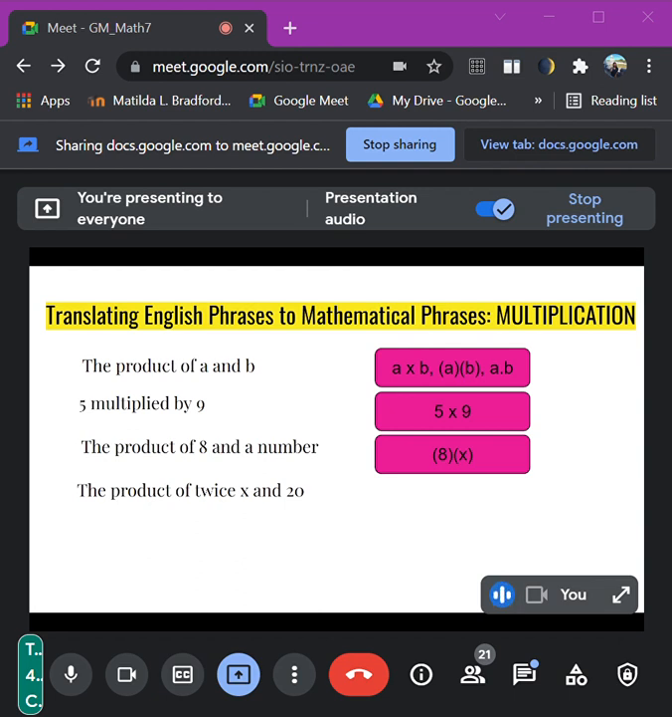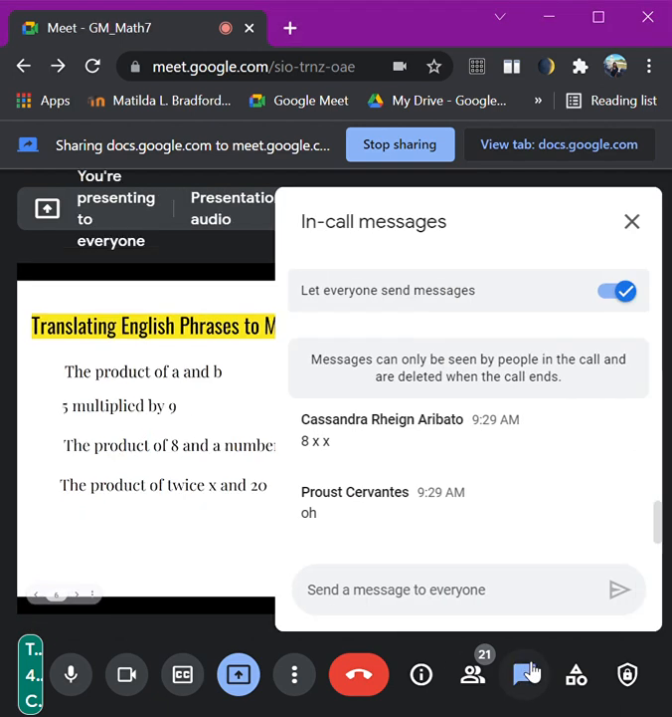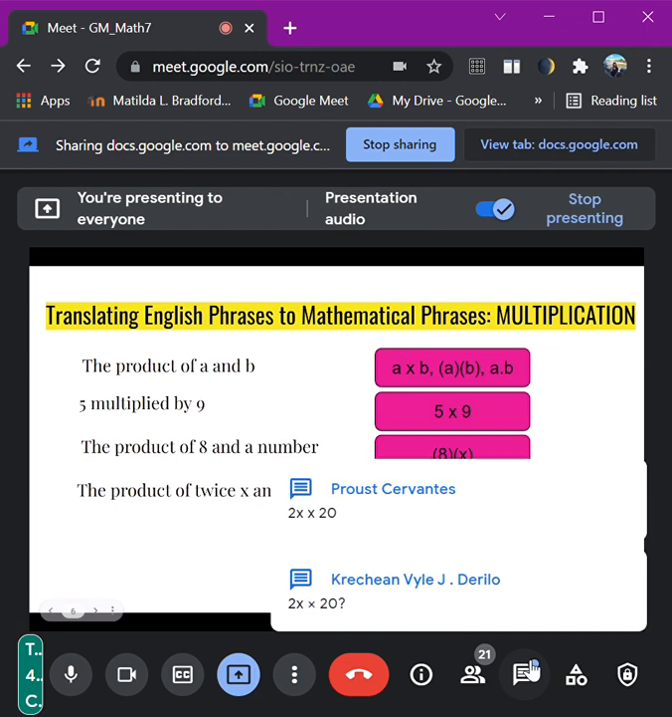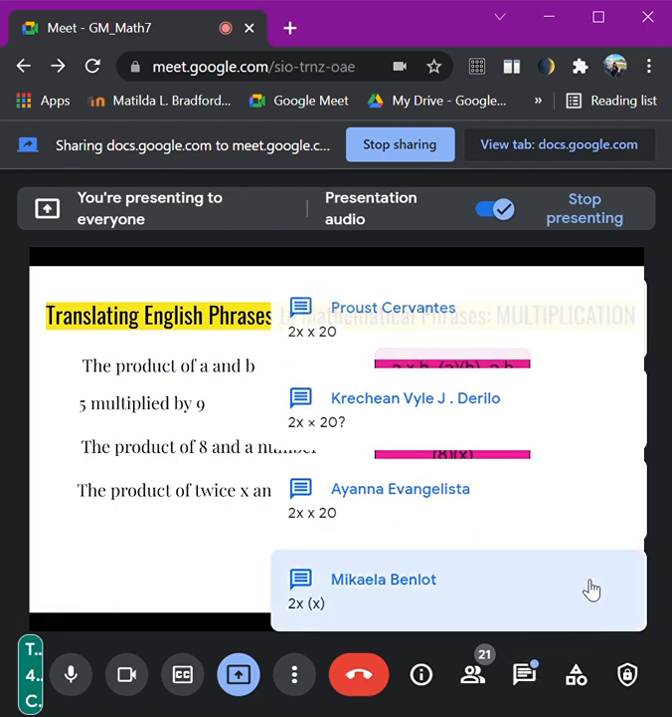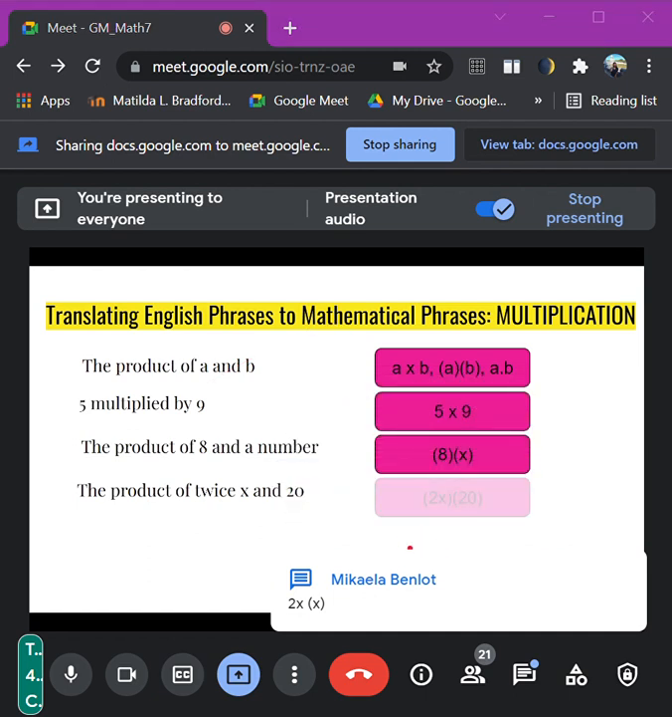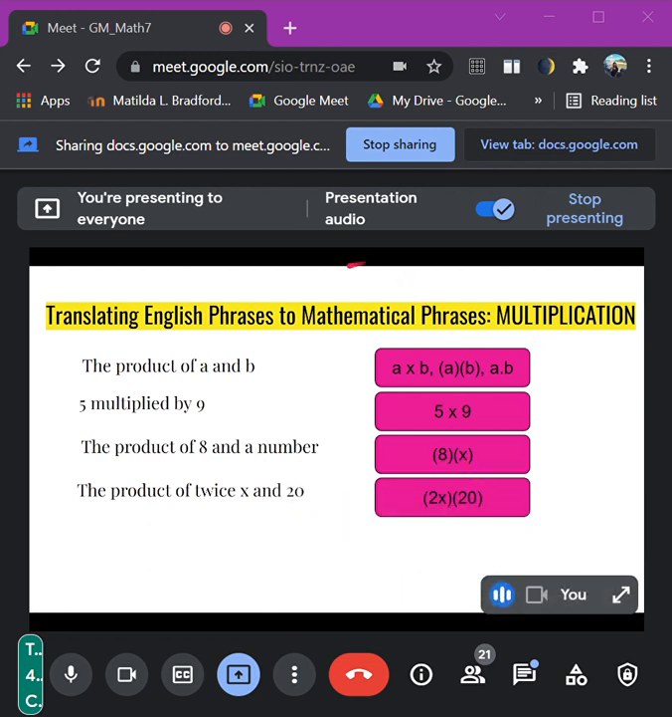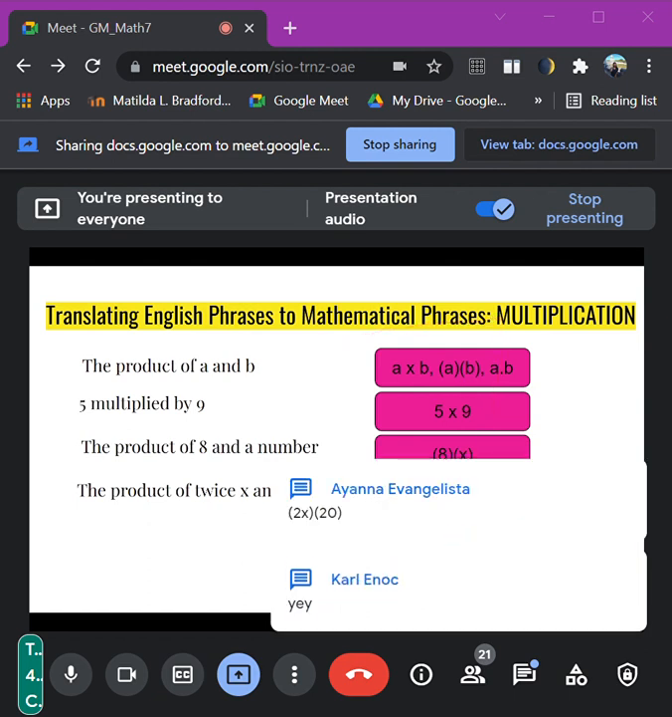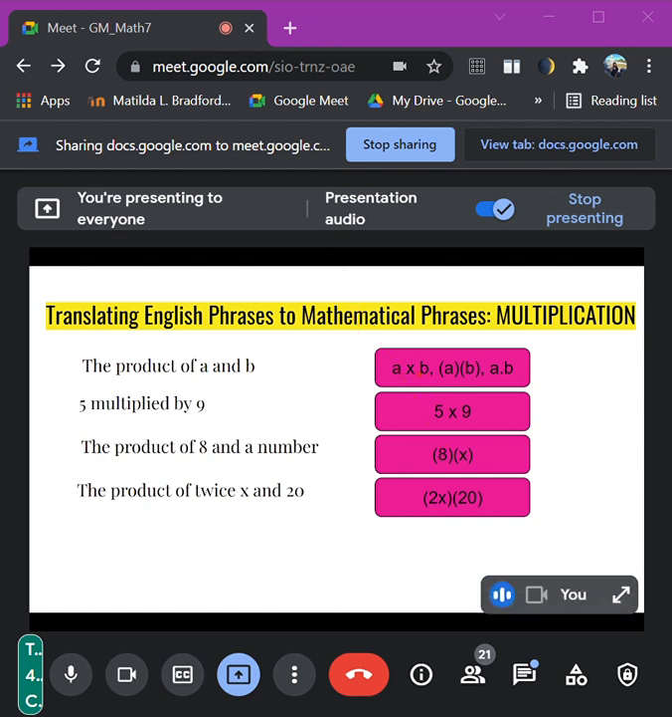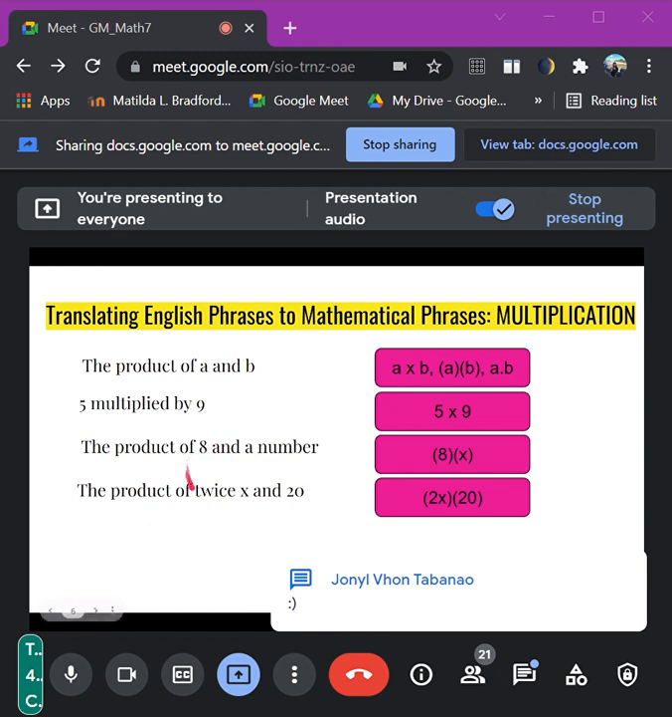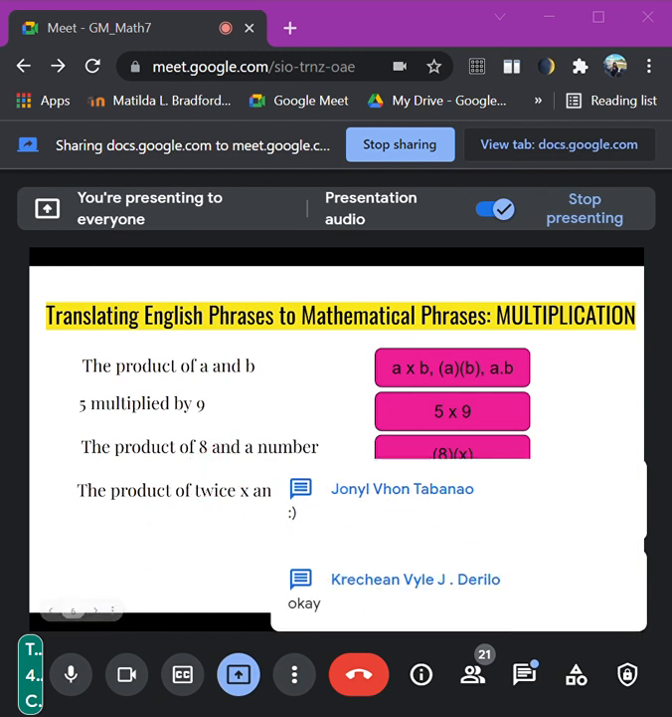So how are we going to do that one? The product of twice x and 20. Okay, 2x times 20. Actually the answer there is 2x times 20. We are only translating, we don't need to solve. So we can use the parentheses so you won't get confused, because sometimes our x is multiplication, and what we have in the given is twice x.